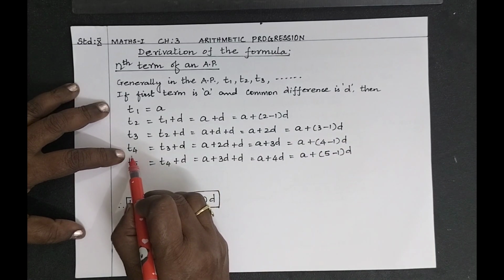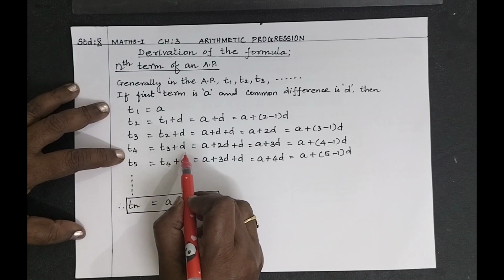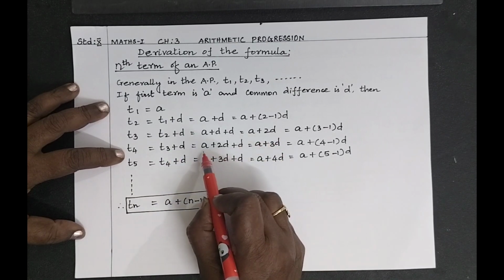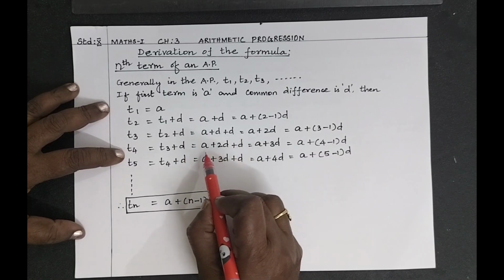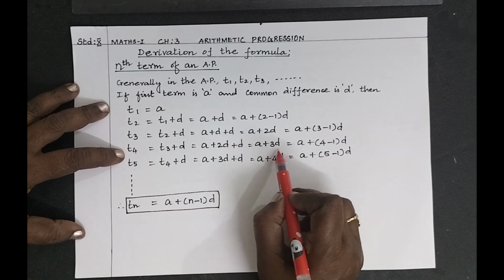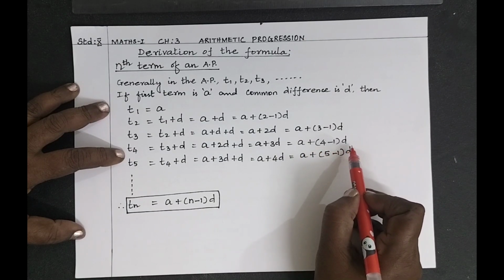Similarly, the fourth term is equal to the third term plus the common difference. The third term is a plus 2d, so a plus 2d plus d equals a plus 3d. Now, a plus 3d can be written as a plus (4 minus 1) into d.